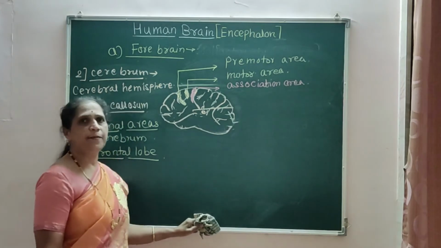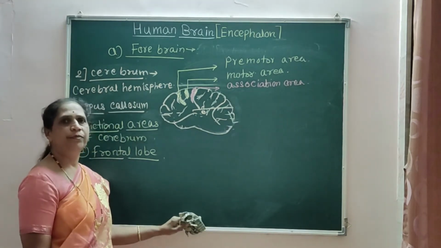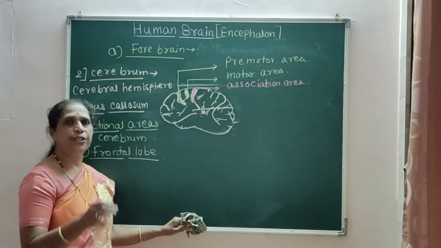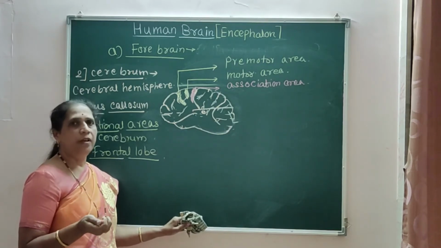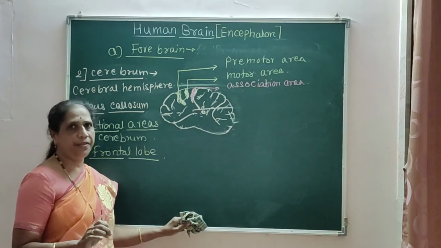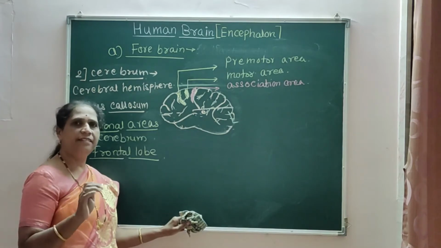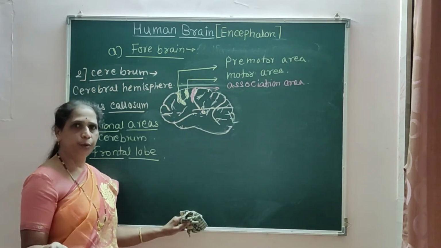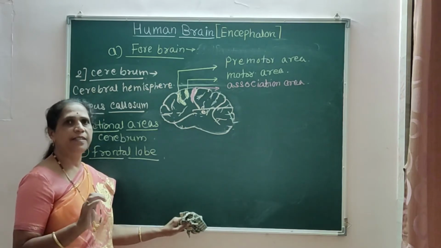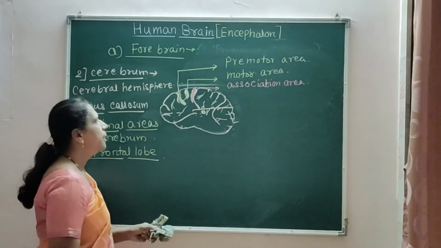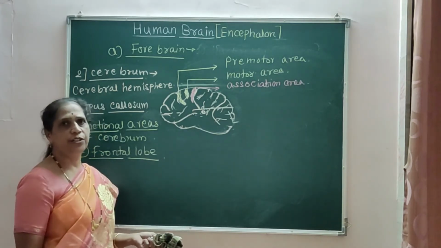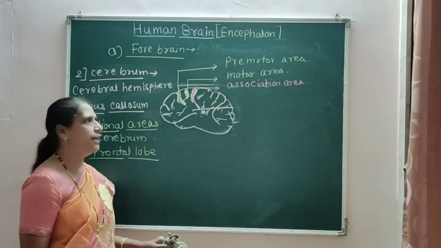There are 3 different types of areas present in the cerebrum: the sensory area, which receives some sense; the motor area, which shows movements; whereas the association area is neither sensory nor motor, it shows a mix of both these activities. It is mainly concerned with intelligence, thought, memory, analysis, etc.